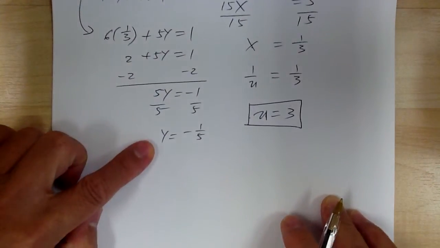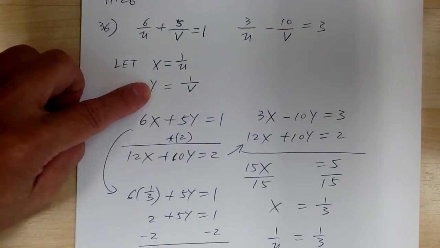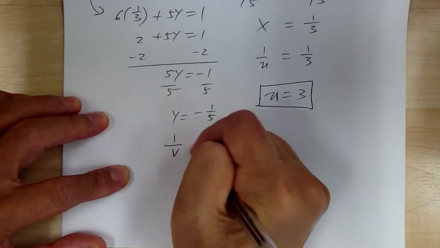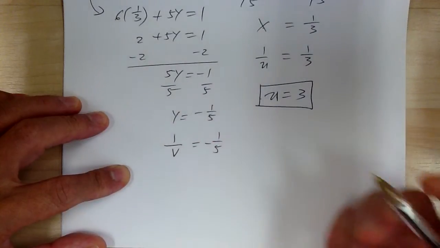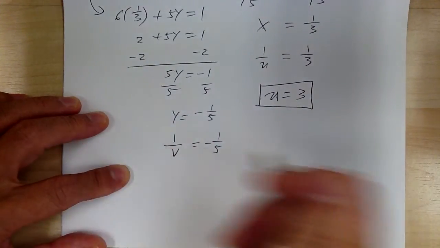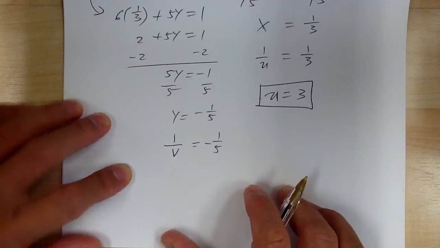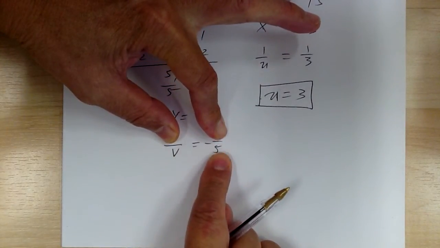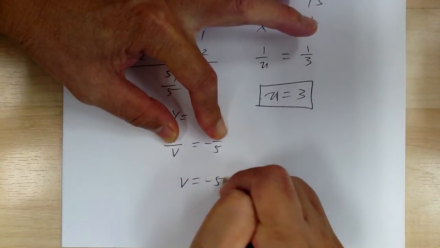Same thing with y. So y over here tells you what y equals, right? y is 1 over v, so you switch it back. So 1 over v equal to negative 1 over 5. Again, you can solve by cross multiplying, or you can do the matching. So 1 matches with 1, so v matches with negative 5. So v equal to negative 5.